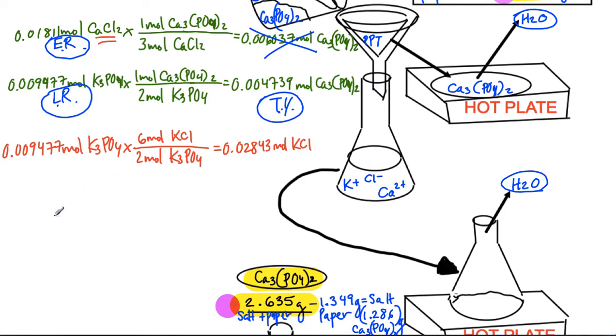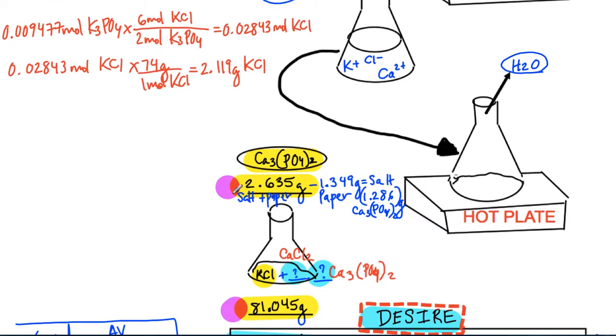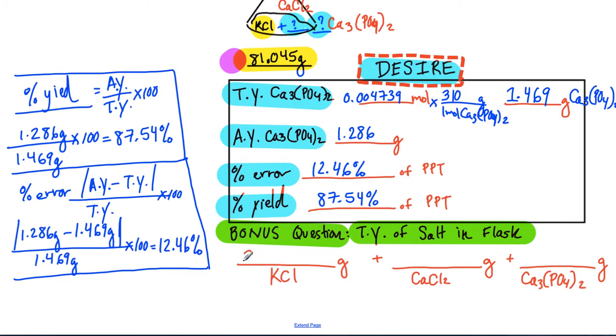Now, if you multiply that 0.02843 moles of KCl times the molar mass, and I already gave you the molar mass, 74 grams for every 1 mole of KCl, you're going to get 2.119 grams of KCl. So let's place that down there, 2.119 grams. So you should have 2.119 grams of KCl.